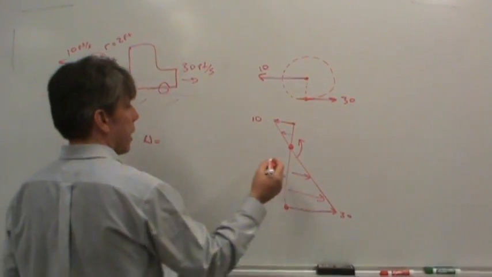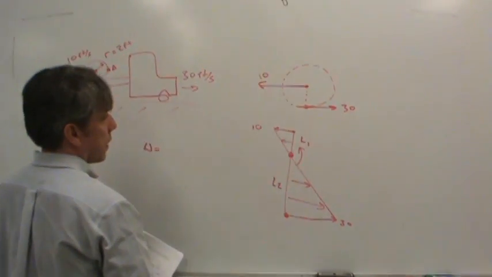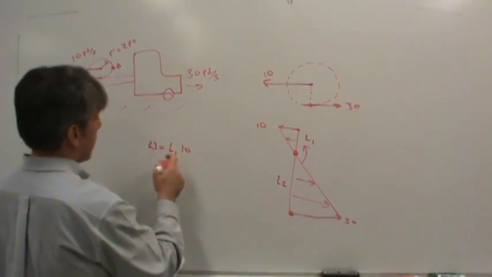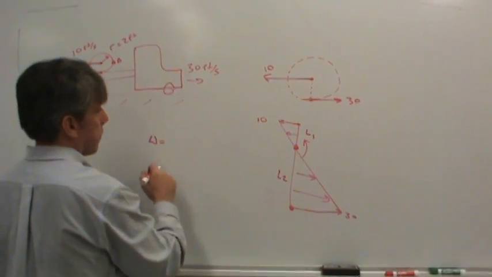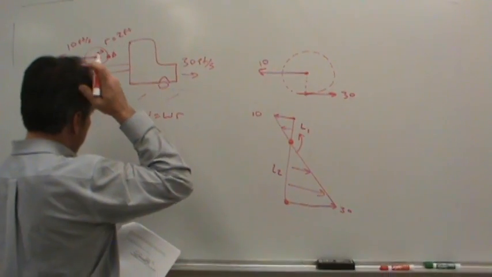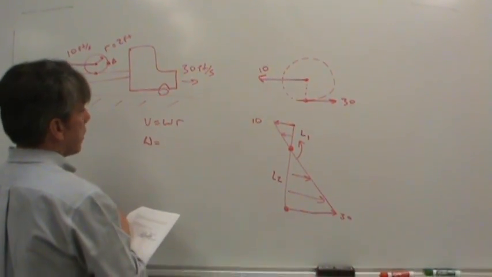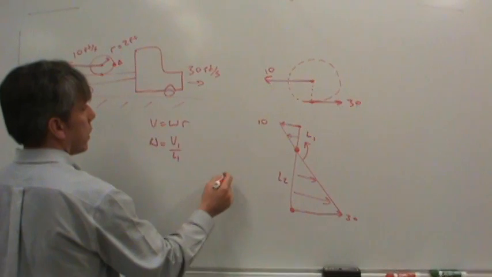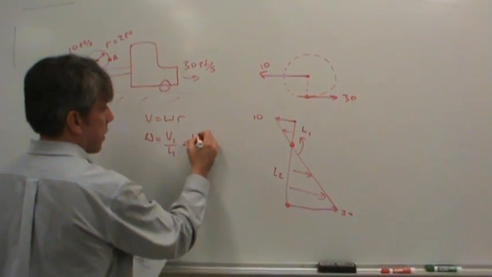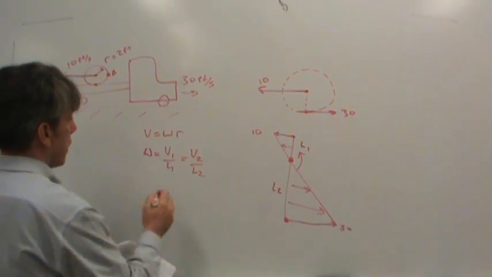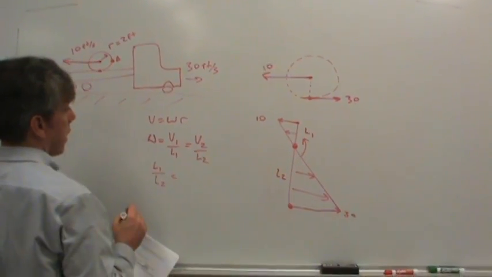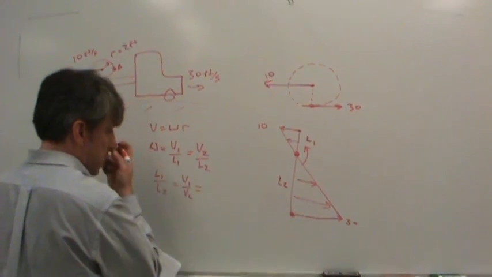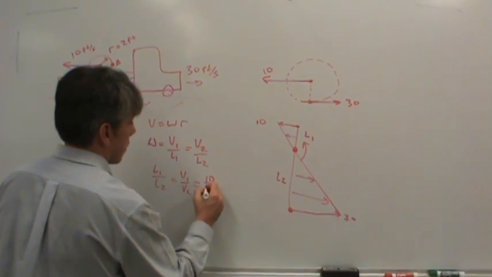Let's call this L1, let's call this L2. What I'm doing is using V equals omega R. The length R is like L1. So omega would be V1 over L1, just rearranging the equation, and it would be the same thing as V2 over L2. Basically, L1 over L2 equals V1 over V2. So the ratio of those two lengths is equal to the velocity ratio. So that's a third.